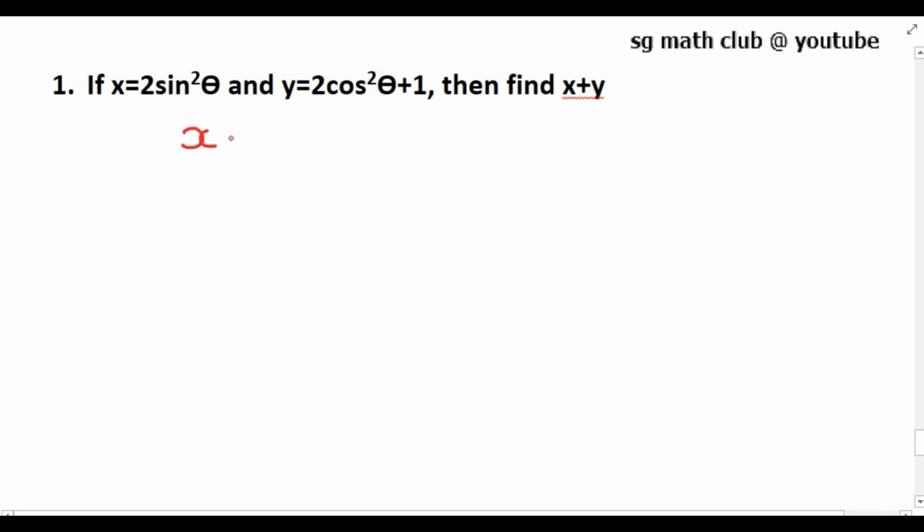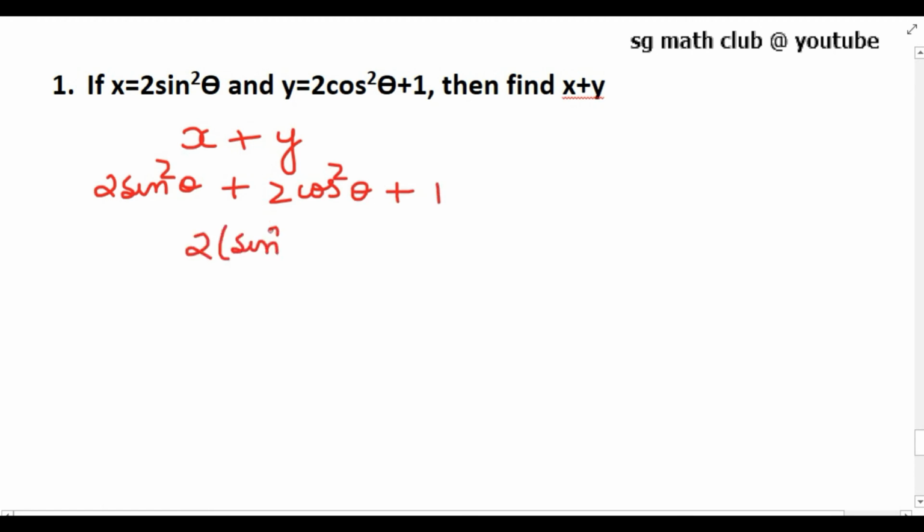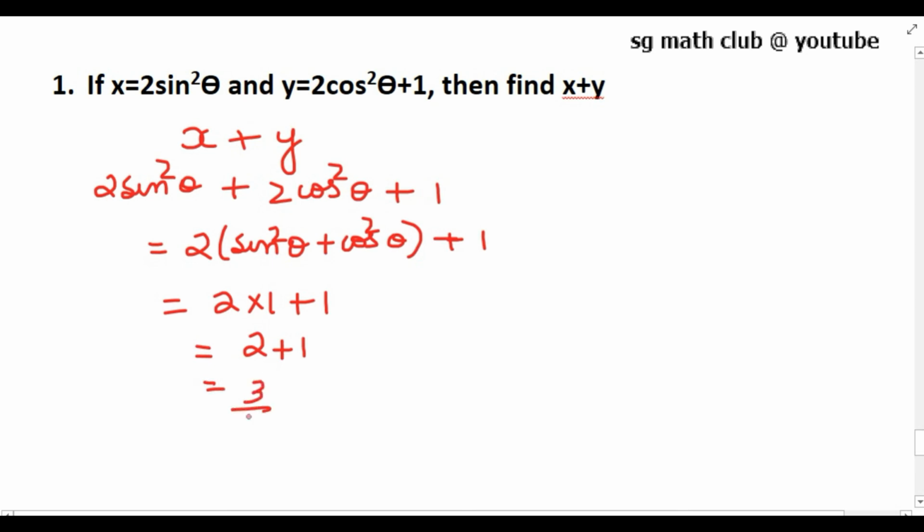So x plus y, my x is 2 sin square theta and my y is 2 cos square theta plus 1. So 2 is common and we know the trigonometric identity. We have 3 trigonometric identity. Sin square theta plus cos square theta equal to 1. 1 plus tan square theta equal to sec square theta. 1 plus cot square theta equal to cosec square theta. So 2 into 1 plus 1. 2 plus 1 is equal to 3. So value of x plus y is 3.